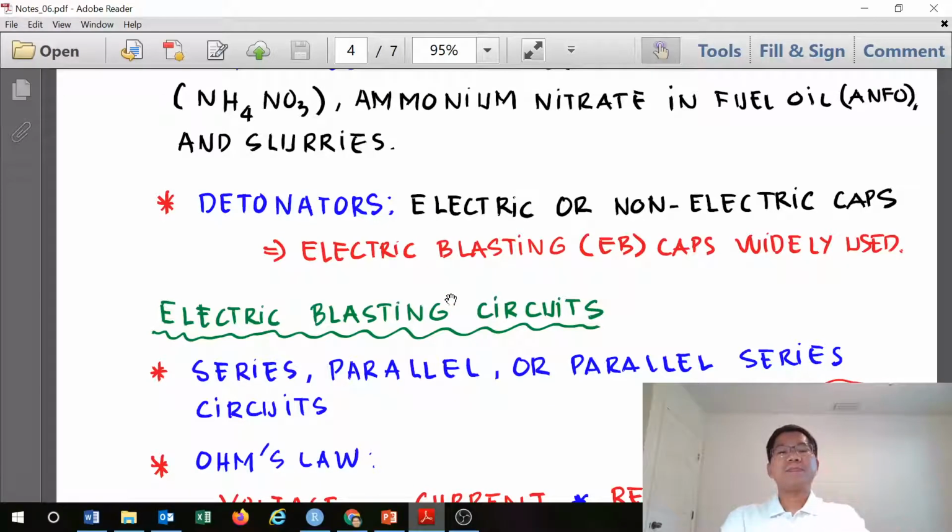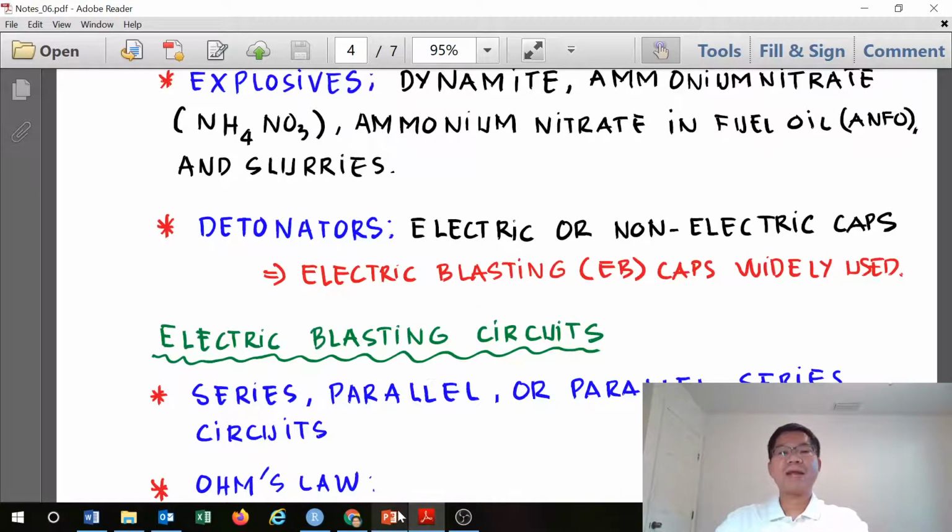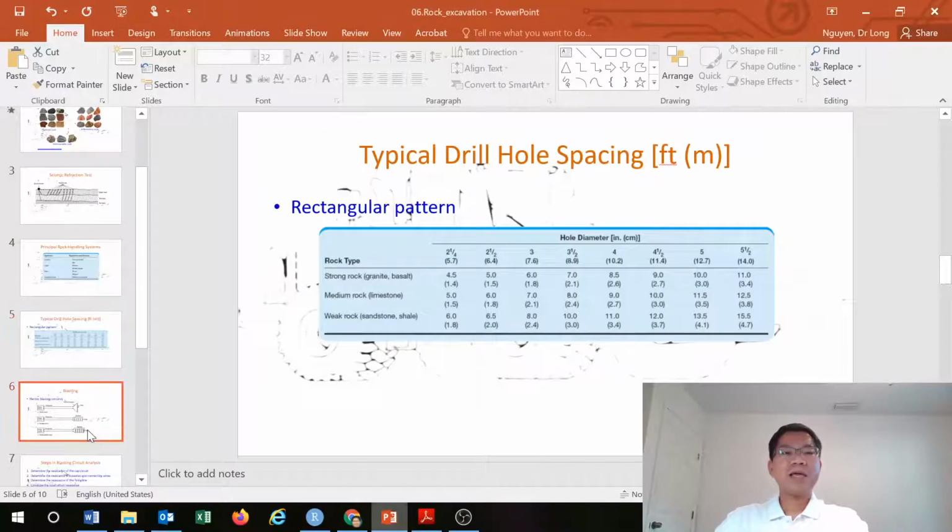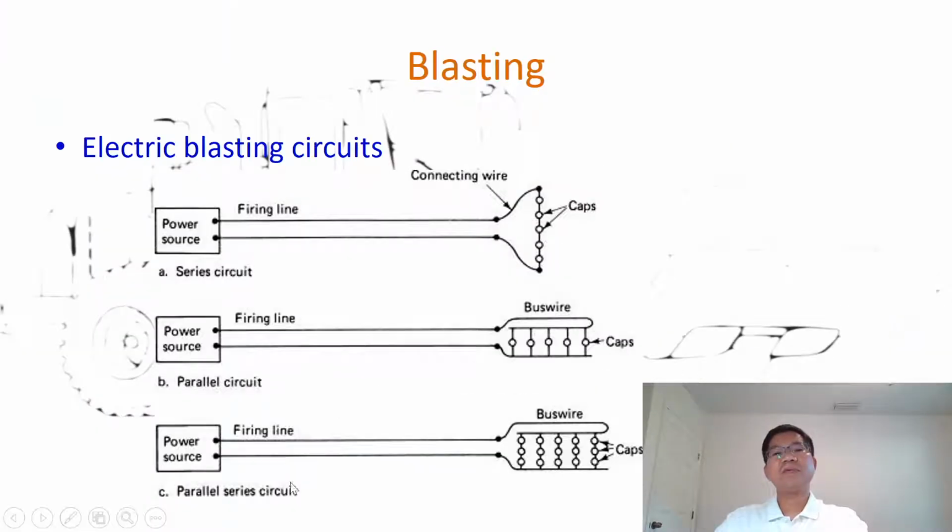So how to set up? Basically, electric blasting is set up with a circuit, and there are three ways: series, parallel, or parallel series circuit. What is that about? The next slide will show you the configuration for the different types of circuits. The first one, at the top, shows the series circuit. As you can see the caps, in this case 5 caps in one series, we call it a series circuit. And for any given circuit, there are three different resistances.